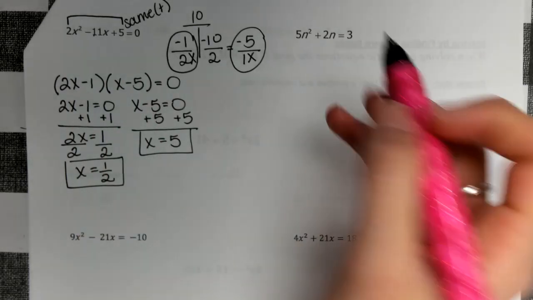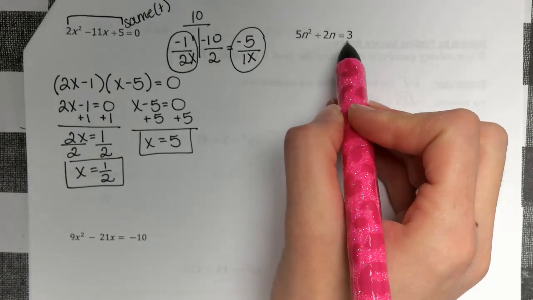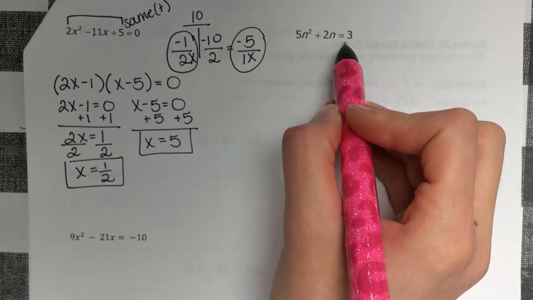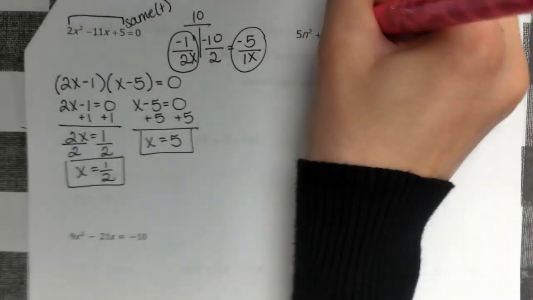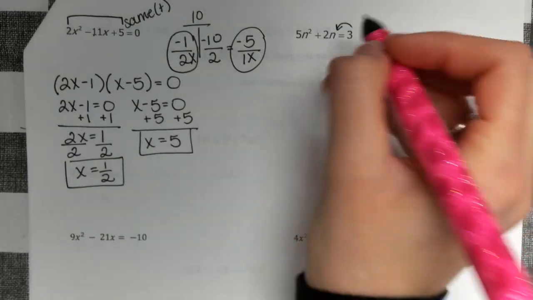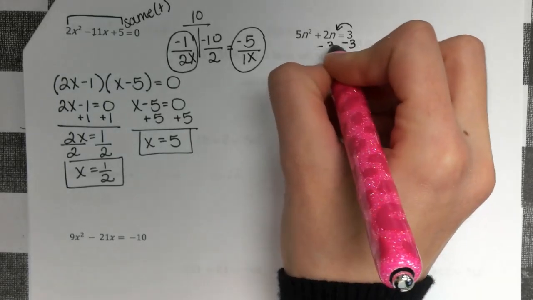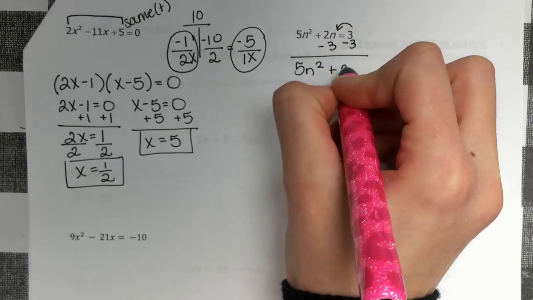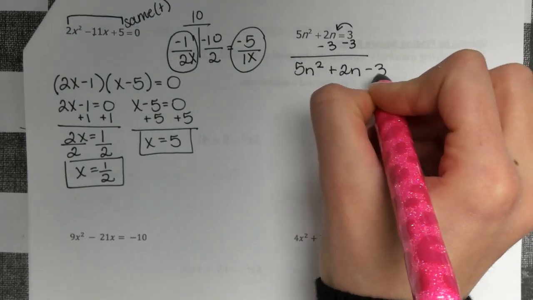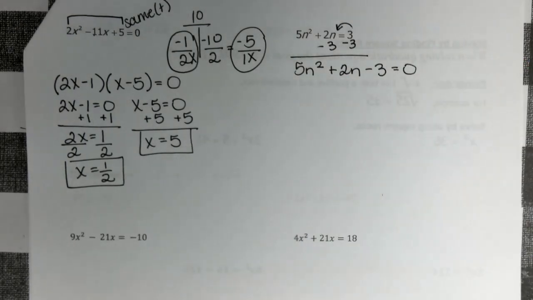Okay. I have 5n squared plus 2n equals 3. What do I need to do first? Move the 3 over because it's not equal to 0. So I'm going to subtract 3. That gives me 5n squared plus 2n minus 3 equals 0. I want you to do this one.